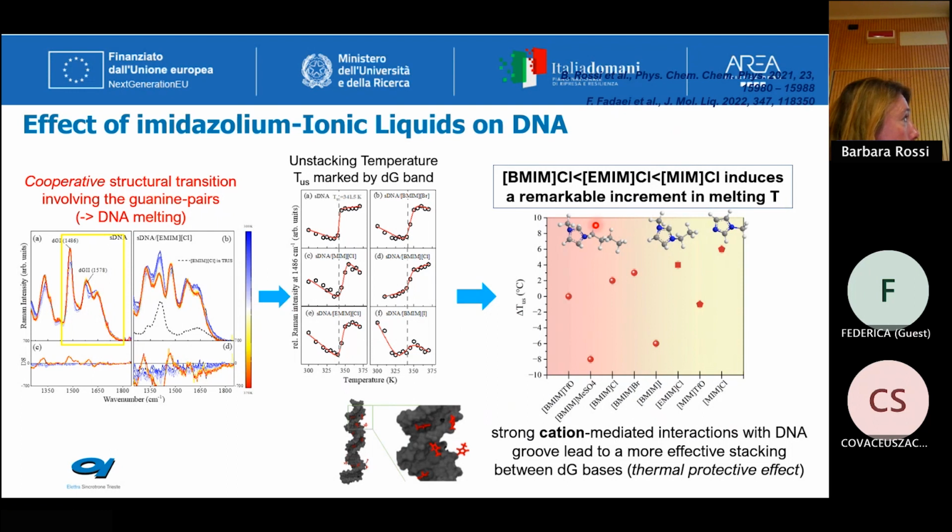And we identify, for example, in this case, different characteristics of this cation of this ionic liquid that are able to give an increment in the melting temperature. This type of experiment can be associated also to molecular dynamics simulation that can give detailed information on the type of the local interactions that are at the basis of this thermal protective effect. For example, in this case, we identify this strong cation-mediated interaction with the DNA that seems to be responsible for this more effective stacking between guanine bases in the presence of ionic liquid.